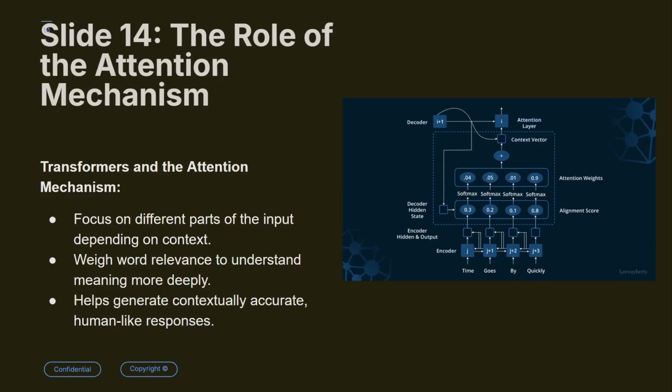Now, next slide, we're going to be looking at the role of attention mechanisms. Transformers take things even further with something called attention mechanisms. This allows the model to focus on different parts of the input depending on the context. For example, in a sentence, the model can pay more attention to certain words based on their relevance to others. This makes transformers much better at understanding context and generating more accurate, human-like responses.